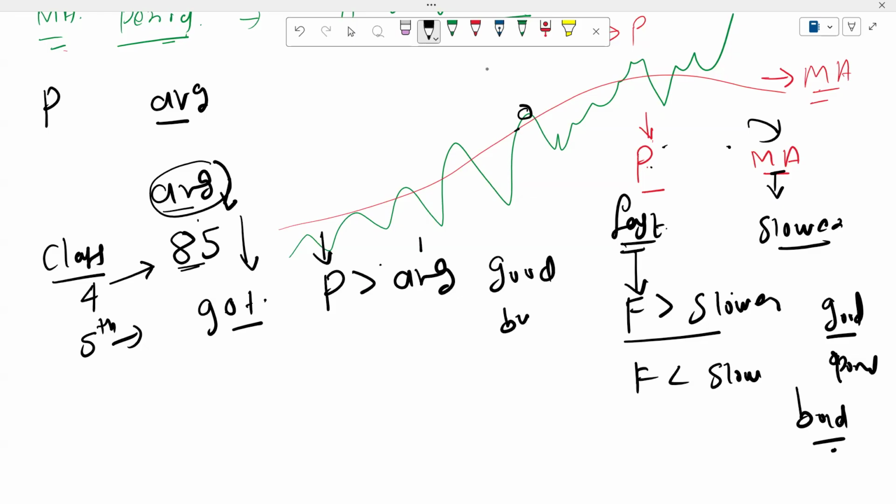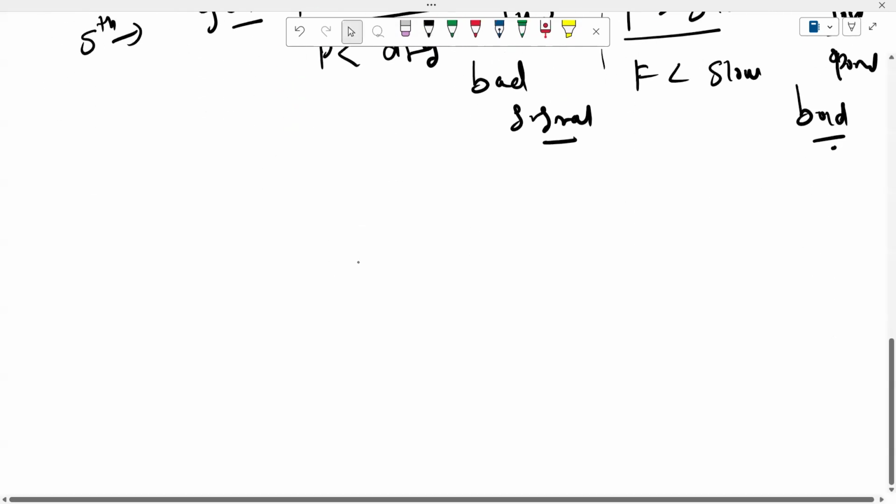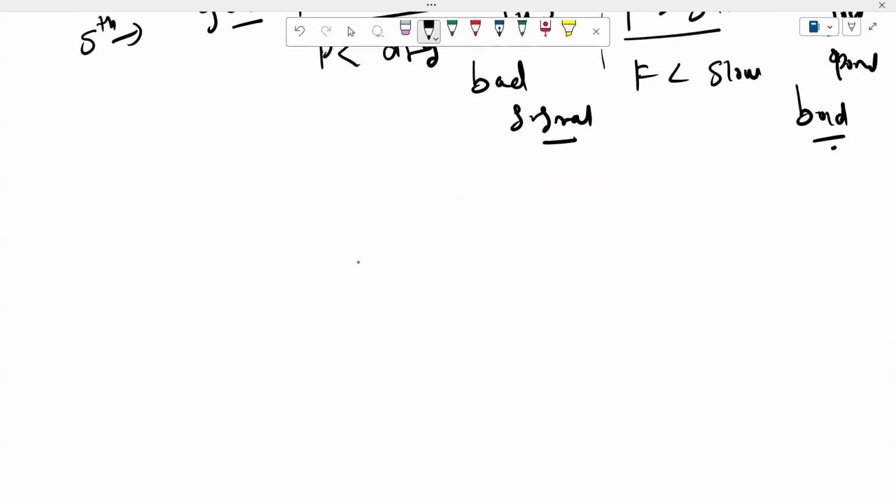It is a buy point. It is giving you a good signal because price has crossed above the moving average. That's a good signal. If the price is crossing below the moving average, or its own average, this is a bad signal for the market. Okay, you understood this point, right? So when I'm saying price is crossing above its moving average, it's a buy point.